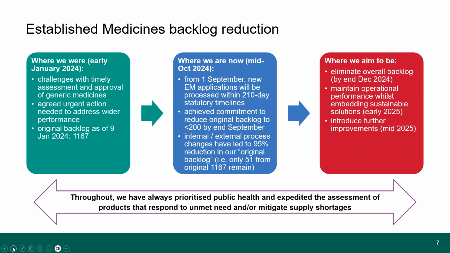At the same time, we do need to try and maintain the current operational performance, and also look to how we could further improve that into the new year. As Julian said, we have been taking the applications in a particular order and prioritisation that we covered in previous webinars: the oldest applications first, first in, first out. But we have expedited the assessment of products that have been able to mitigate any supply shortage issues, and also those for first generics. If you just move on to the next slide, please.